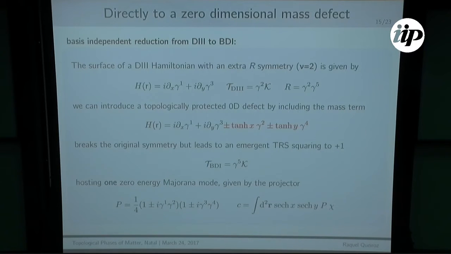So we start with now 4-dimensional Dirac matrices. We have 2 of them to have the momentum on the surface, and we use the other 2 in order to create a topological defect. And even though this Hamiltonian breaks all the symmetries that we started with, what we'll have is an emergent time reversal symmetry that now squares to +1. So this is indeed in the correct symmetry class, and this will host a single protected Majorana mode.